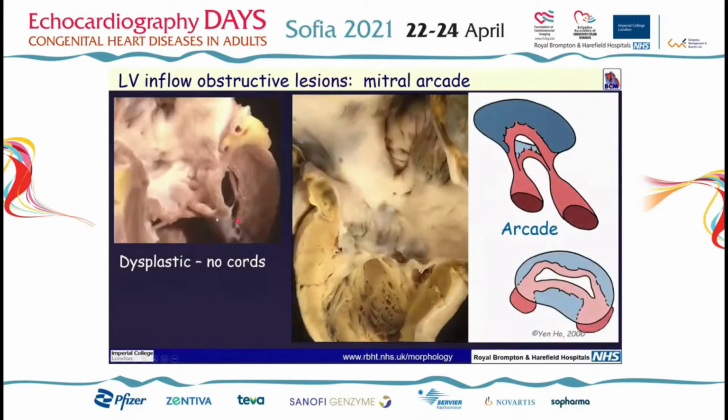You may see cases with dysplasia, with no chords at all. To get one step further, you get this sort of configuration where there are no chords at all, and instead the leading edge of the mitral leaflet is muscular, like a joining together of the two papillary muscles, forming a mitral arcade lesion. Again, a severely stenotic situation.